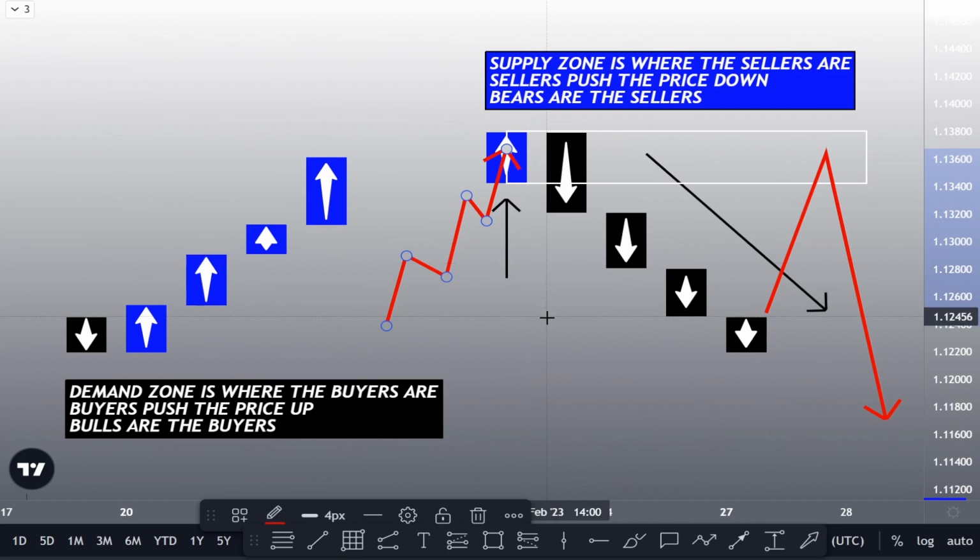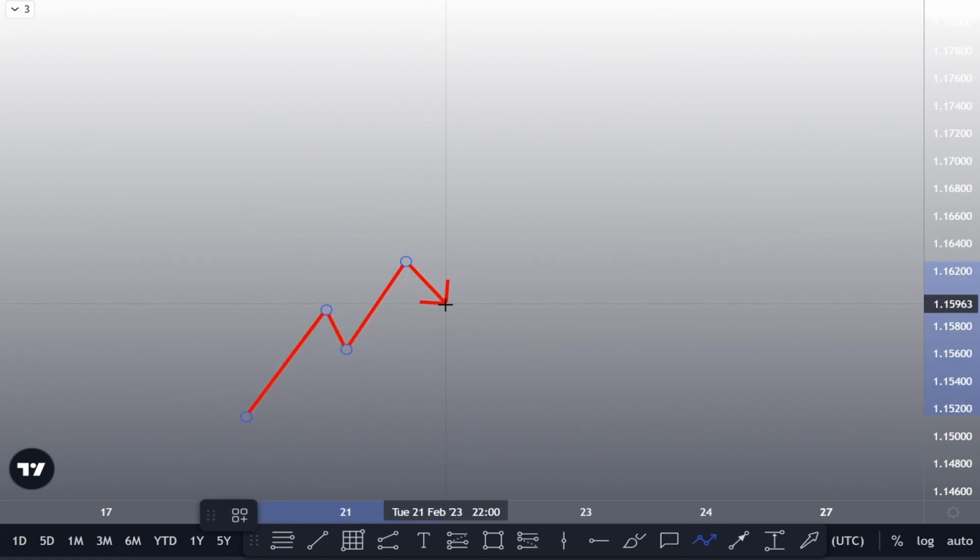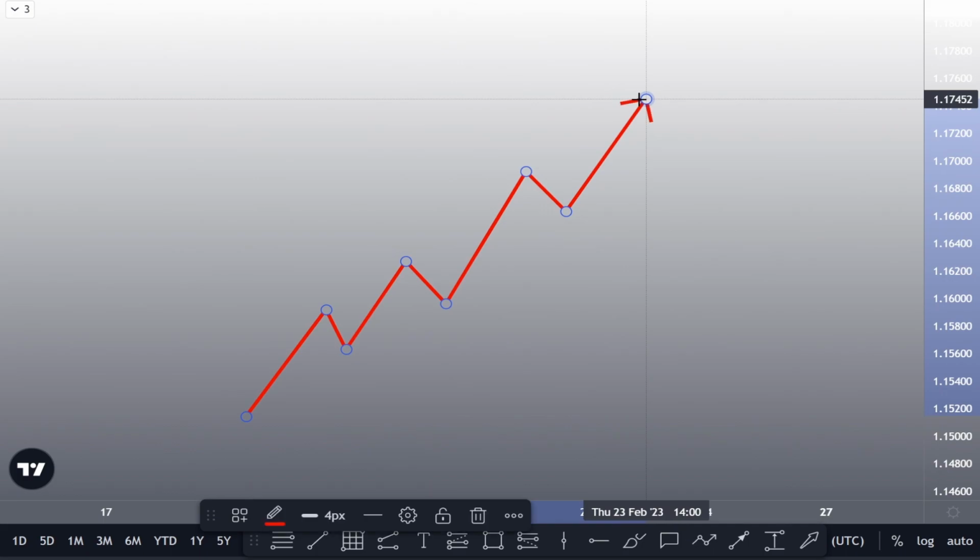Ladies and gentlemen, that's how to identify your demand zones and your supply zones. And now I'm going to explain what is the meaning of demand and supply in the forex market. In currency trading, what does demand mean? Demand means that if you were trading, let's say, US dollar, and the price is going up, this means that the demand for the US dollar is increasing. Therefore, the price is going to go upwards. This means that the demand for the currency is strong. That's why the price goes upwards.